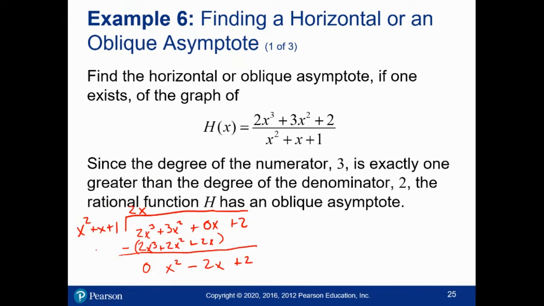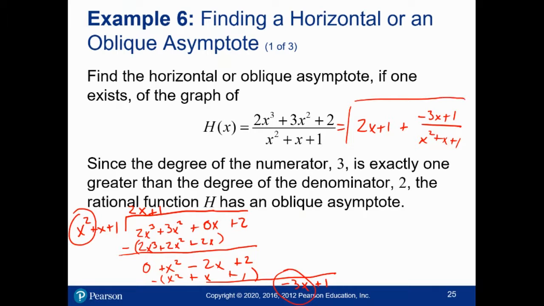Well, then play the big powers against one another. What does x squared have to get multiplied by in order to end up with x squared? A 1. Then I would have x squared plus x plus 1. I'd subtract it, and I'd end up with negative 3x plus 1. And now this power 2 is smaller than this power 1, so I have my remainder. Okay, so this is 2x plus 1 with a remainder of negative 3x plus 1 over the divisor.